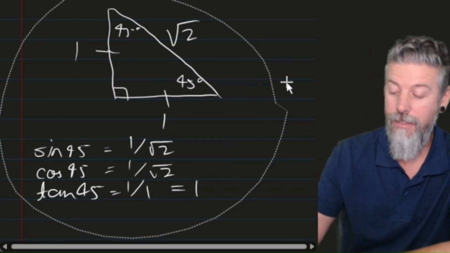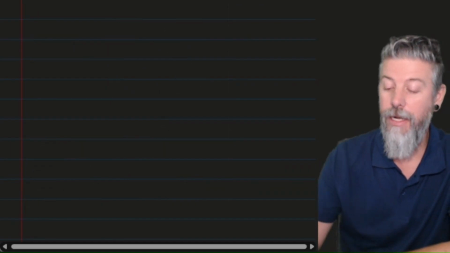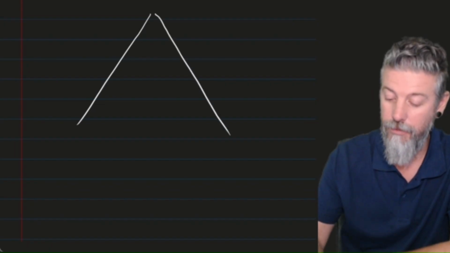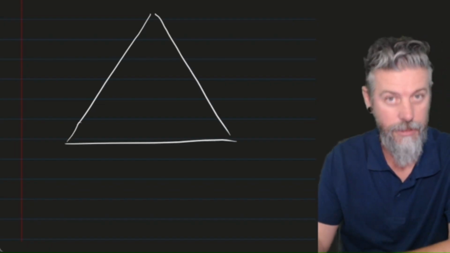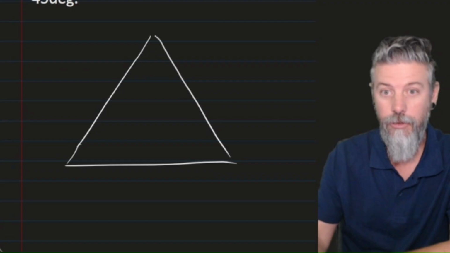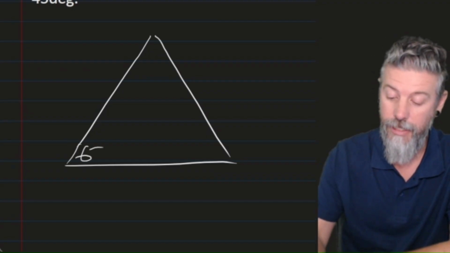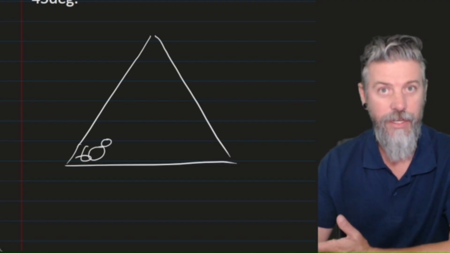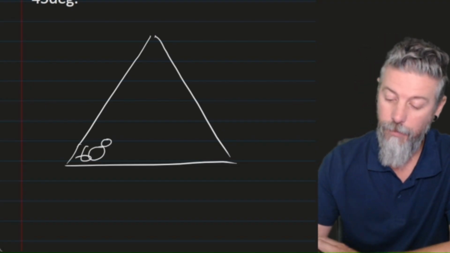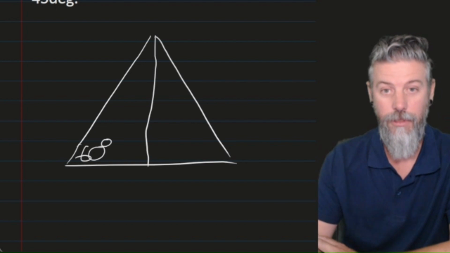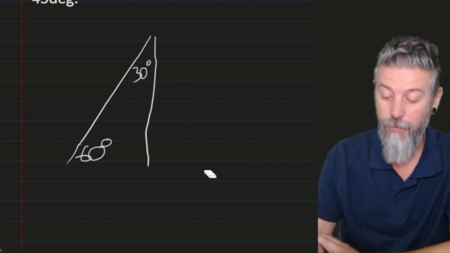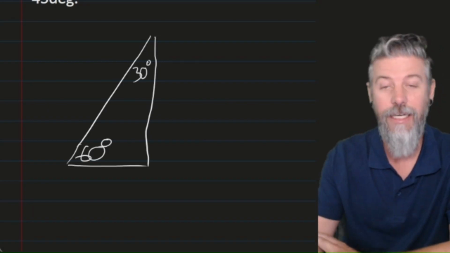Okay, there's another one that we need to do as well, and that is an equilateral triangle. The equilateral triangle gives rise to the 30 and 60 degree angles. Now this equilateral triangle does give rise to 60 degree angles, but it doesn't give rise to a 30 degree angle. So to get that 30 degree angle, we're going to chop the triangle in half. And that gets us a 30 degree angle up in here.